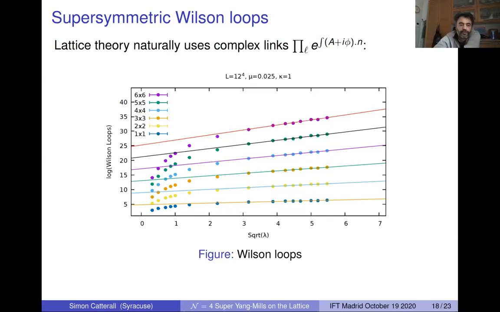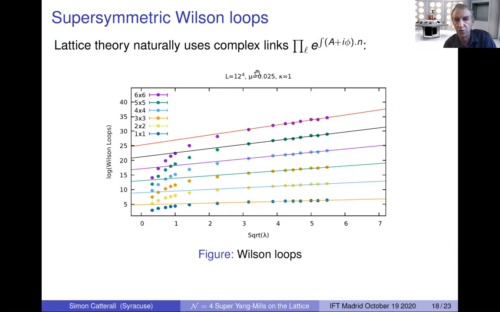So here's some very recent work on supersymmetric Wilson loops. Until basically a few months ago, we were restricted to running down here because of this U(1) mode, which was causing us all kinds of problems with monopoles. So now we can go right out here. This is the square root of lambda.